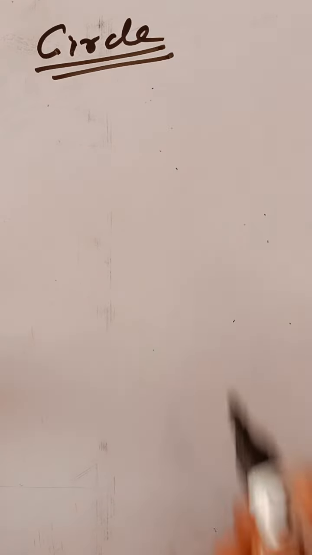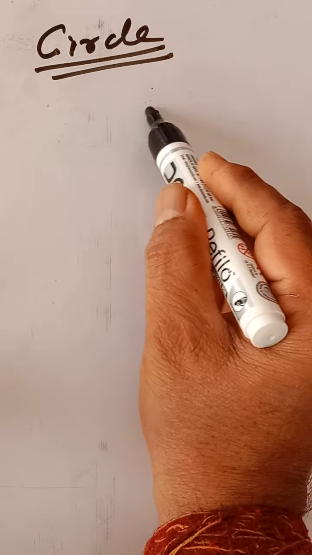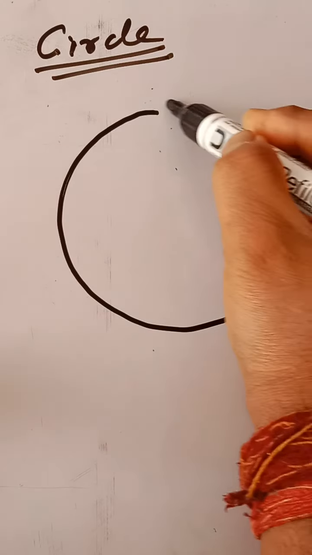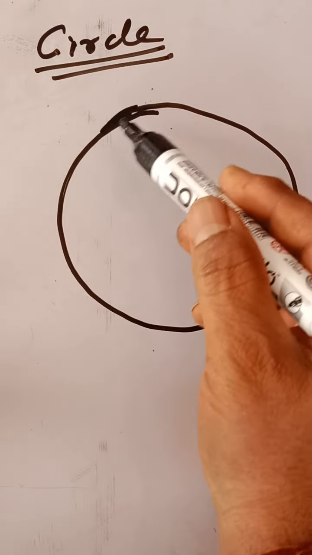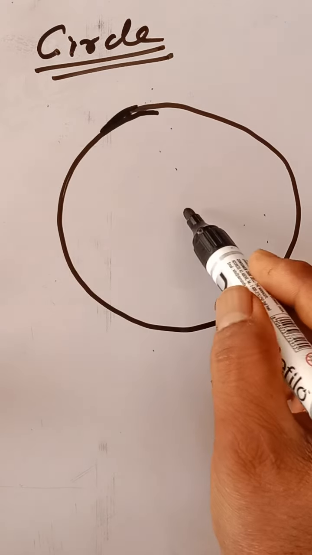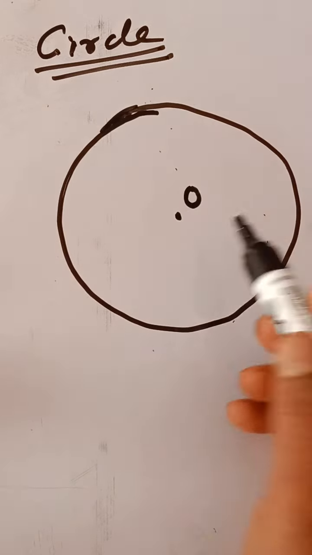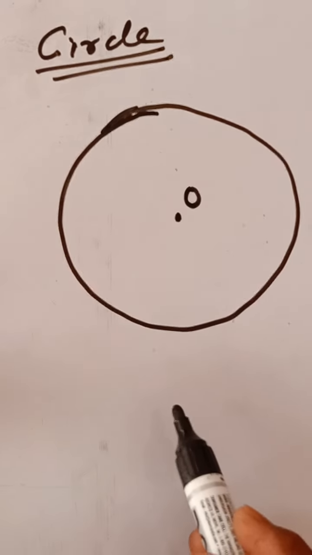In this video, we are going to see basics of a circle. What is a circle? Circle is a collection of points which are equidistant from a fixed point, and that fixed point is called center. Here, O is the center of the circle.